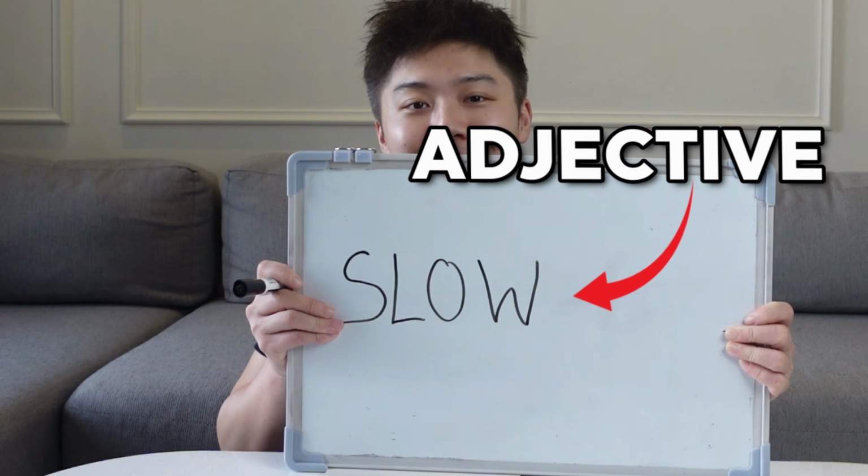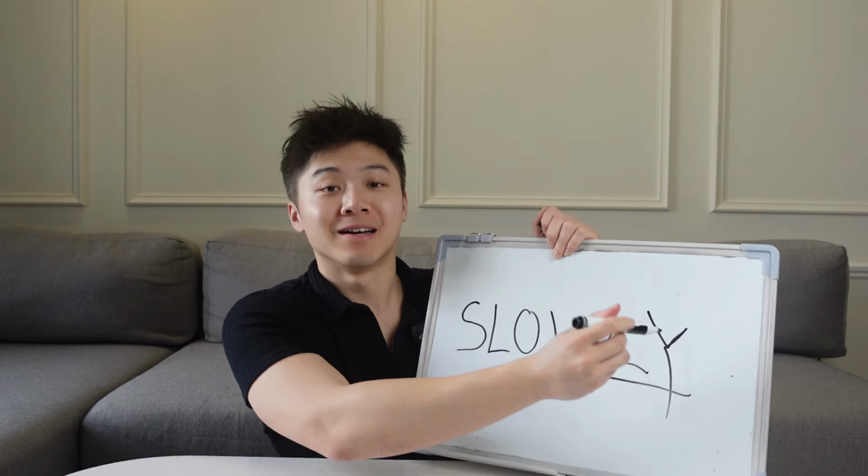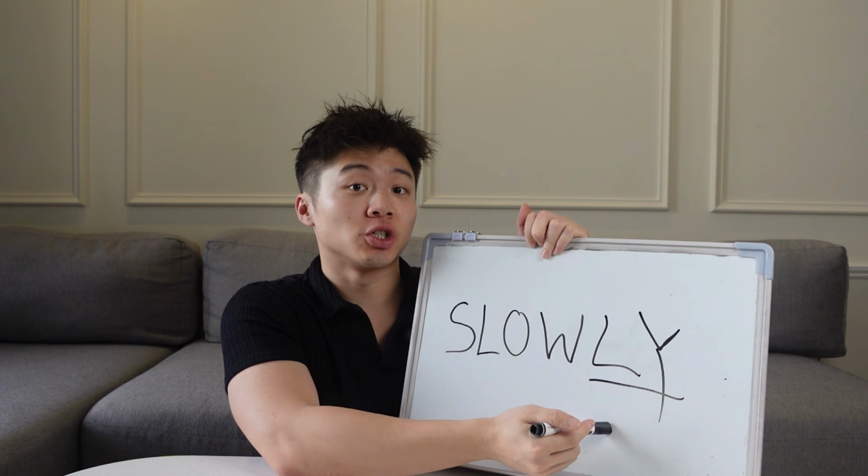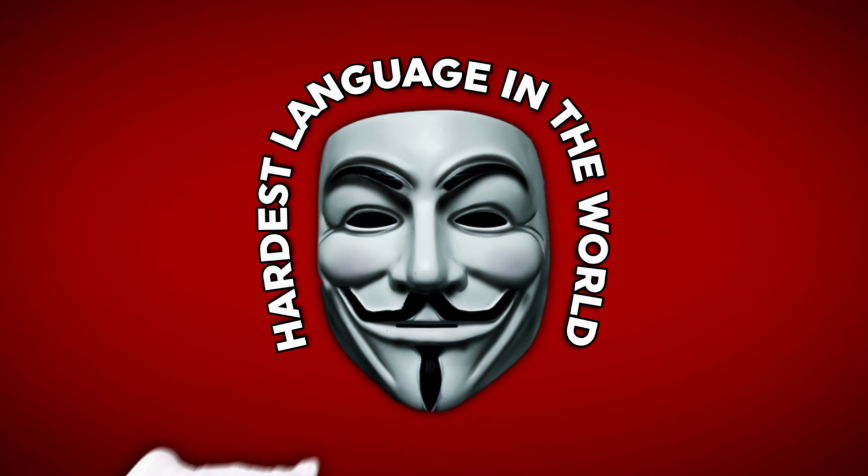This is an adjective, and this is an adverb. Now, it's really simple to transform an adjective to an adverb in English. We just add an ly. But what about for one of the hardest languages in the world?